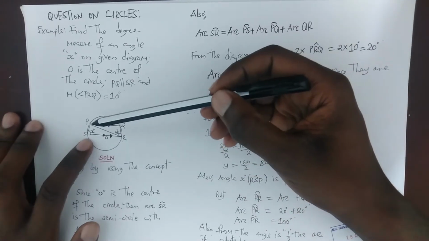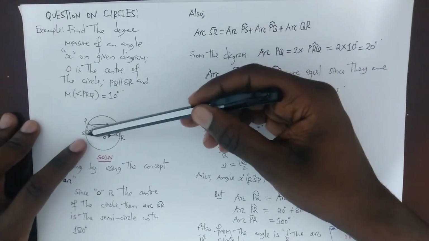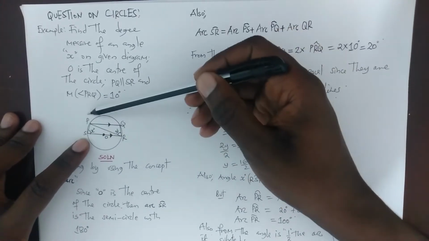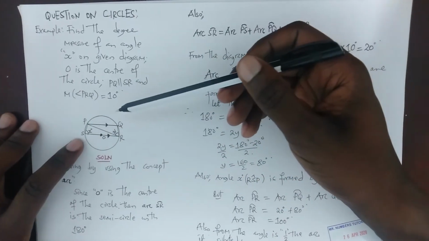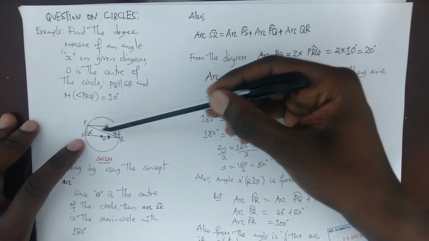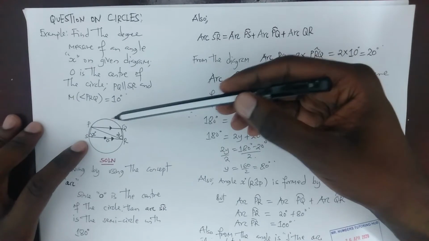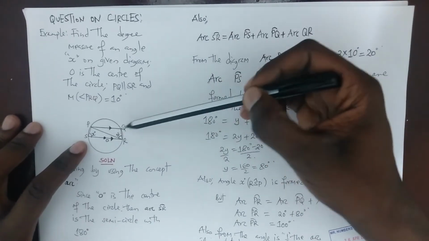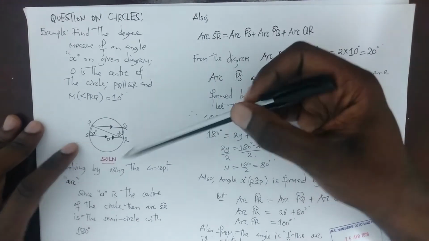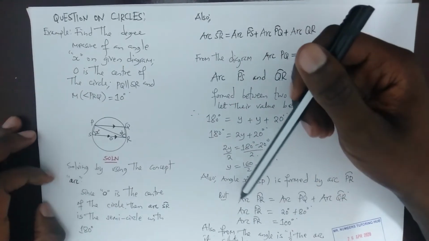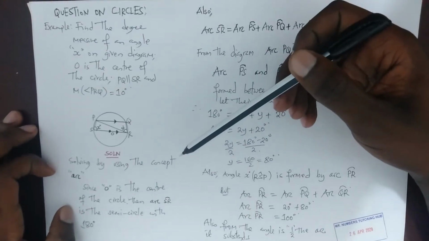Also, we have the angle x as RSP, and we have the angle PRQ with the value of 10 degrees. The two chords, PQ and SR, are parallel to each other. Solution: solving by using the concept of arcs.